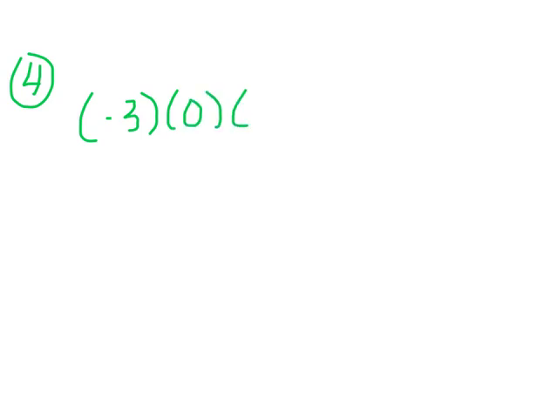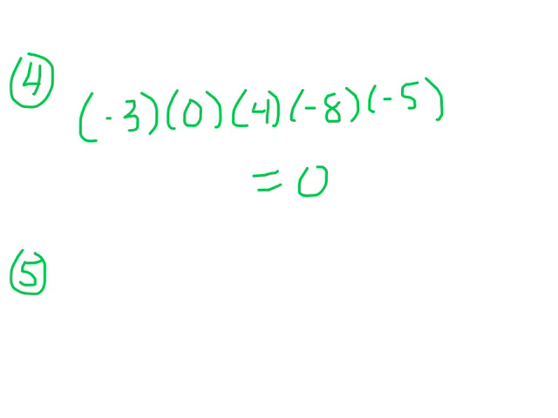Number 4. Number 4 is a trick question. Why is 4 a trick question? Since one of the factors is 0, the product is 0. Yeah, since one of them is 0, the product is 0. So that's not really a good example, is it? But we'll look at 5. 5 will have something similar to it.